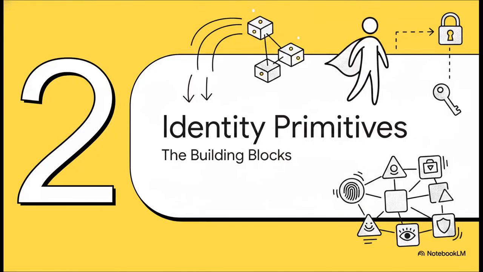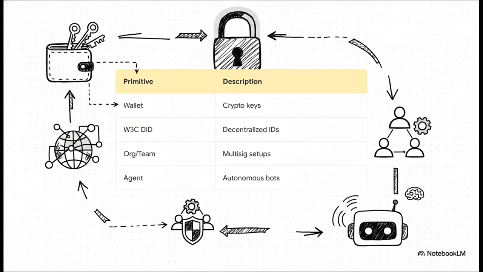Moving on to Section 2, core identity primitives, the building blocks. Now, what's really interesting here is looking at who or what is actually taking these actions. And amazingly, the entire ecosystem fits into just 4 basic primitives. You've got your standard wallet addresses, just regular cryptographic keys. Then you have W3C DIDs, or decentralized identifiers. You've got organizations, which usually act as a single identity through delegated keys or multi-sig setups.